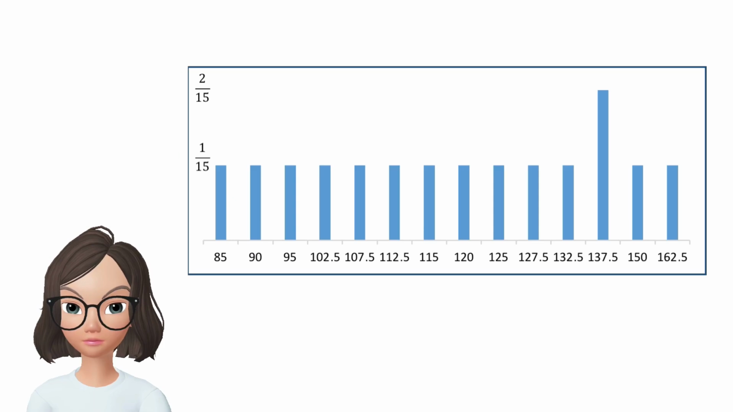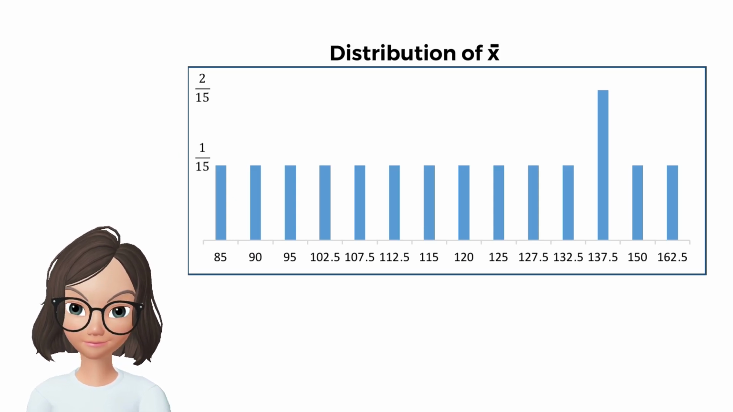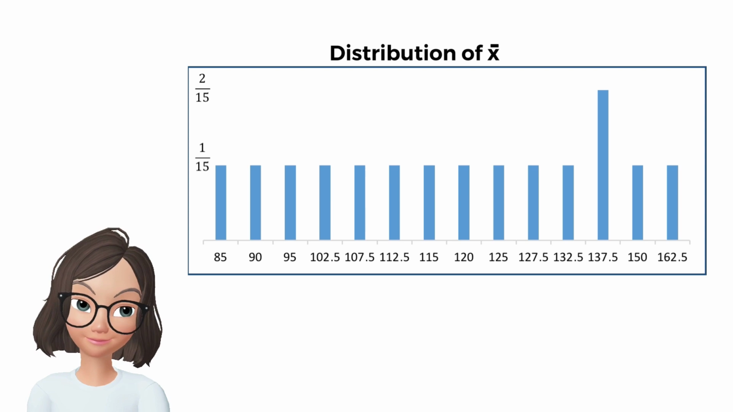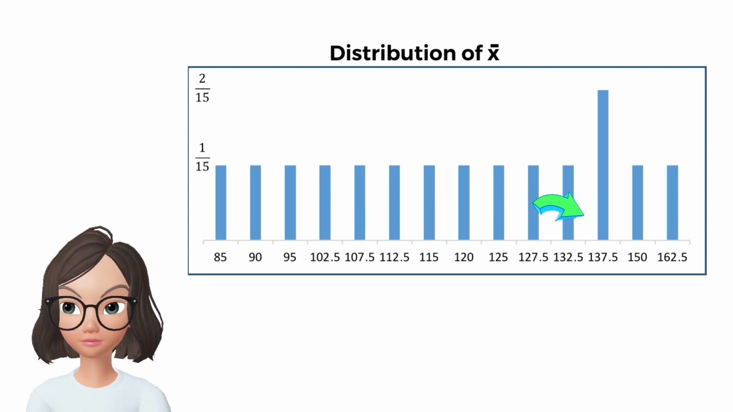Now this probability histogram of the distribution of the sample means shows that among the 15 samples, only 137.50 was repeated twice, which represents 2 over 15.